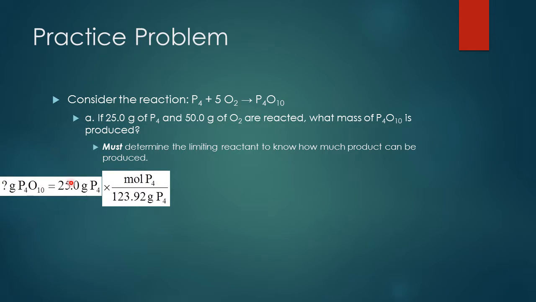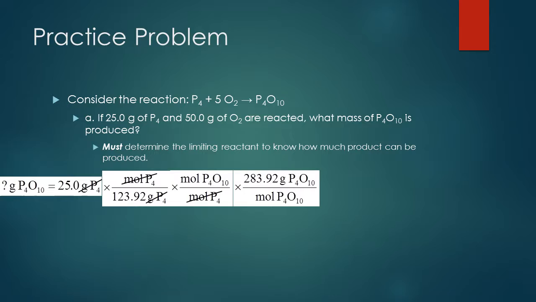We have 25 grams of P4. Use the molar mass to convert that into moles. Then I can use the mole to mole ratio. Notice the equation up here. The balanced equation shows us that it's 1 to 1. And then the molar mass of P4O10. This gives us 57.3 grams of P4O10.